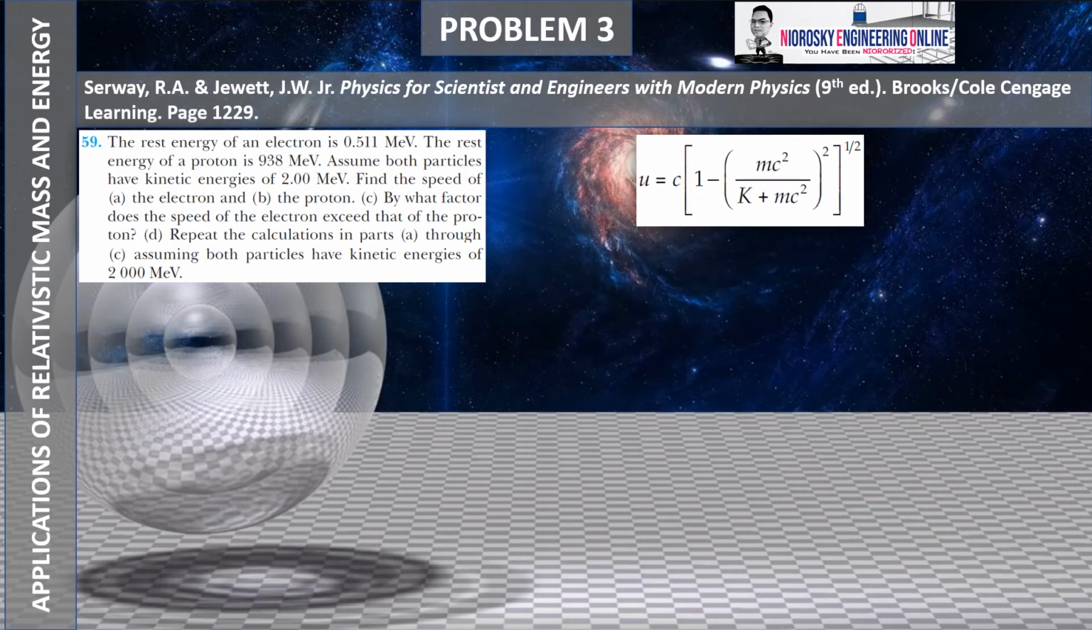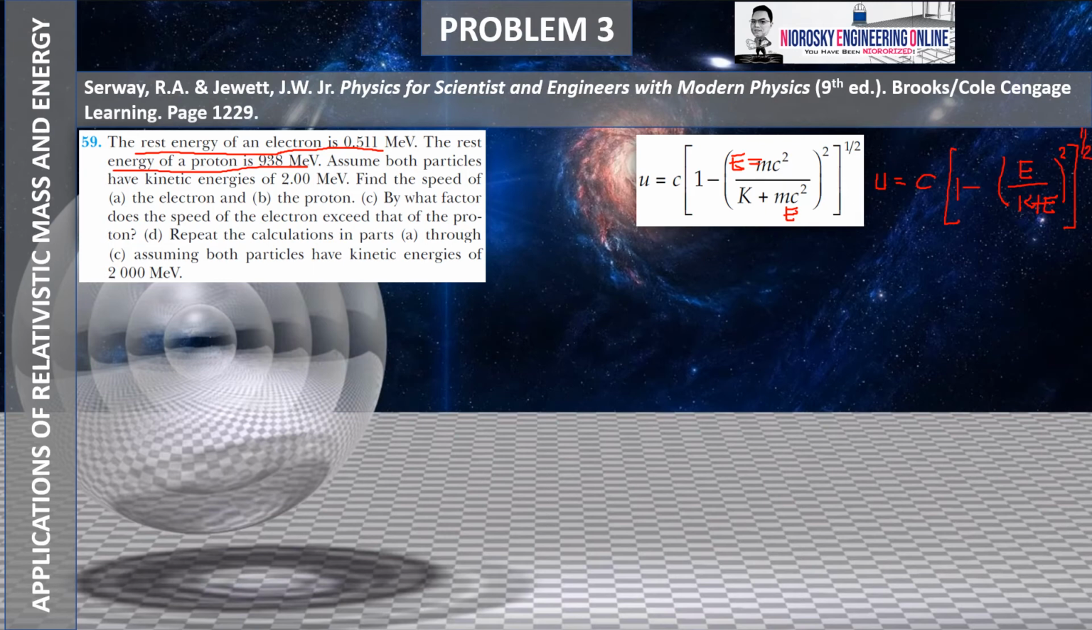Let us take a closer look at this. What is given here is the rest energy in electron volts; the mass is not given. But if you review the equation again, E is equal to mc squared, right? Therefore, u can also be interpreted as a function of rest energy: u equals c times the square root of 1 minus the quantity E over K plus E, raised to 2.